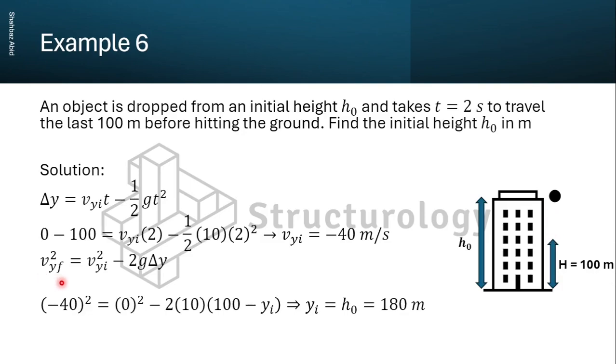So the final velocity is now -40 and it's squared, equals the initial velocity, which is 0 because the object is dropped. So when the object is dropped, the initial velocity is equal to 0, and we have the final position to be equal to 100 and the initial position is unknown, which is basically h naught. So we are going to get h naught to be equal to 180 meters.